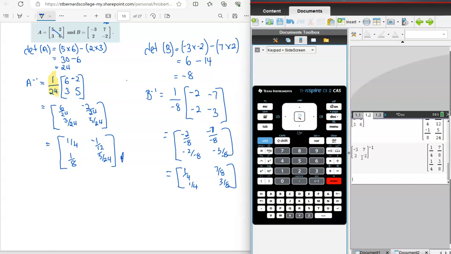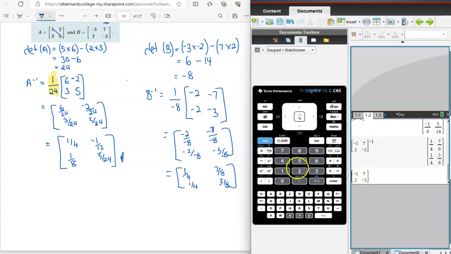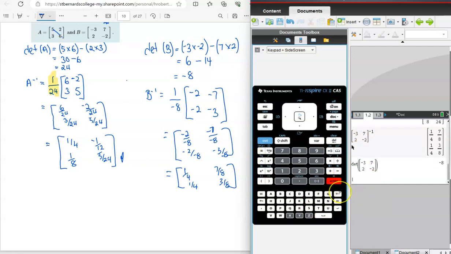Otherwise, we could just find them on the calculator. So just to have a little practice of the determinant again. Say I wanted to find the determinant of this one. I'm going to write DET, curve bracket, then the matrix, press enter. Now we found that to be -8, and there it is.